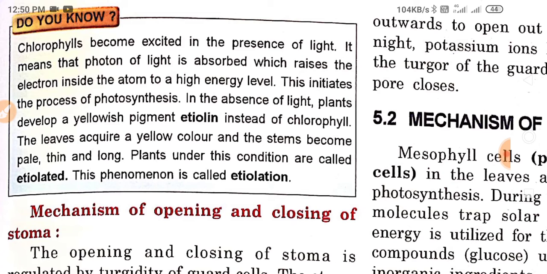In the absence of light, plants develop a yellowish pigment, etiolin, instead of chlorophyll. So this is an interesting factor. The leaves acquire a yellow color and the stem becomes pale, yellow, thin and long. Plants under this condition are called etiolated, and this phenomenon is called etiolation. So by the term etiolation you will understand the paling or yellow color of the leaves and stems in the absence of sunlight. If sunlight is continuously not there for a plant, it becomes yellow in color.